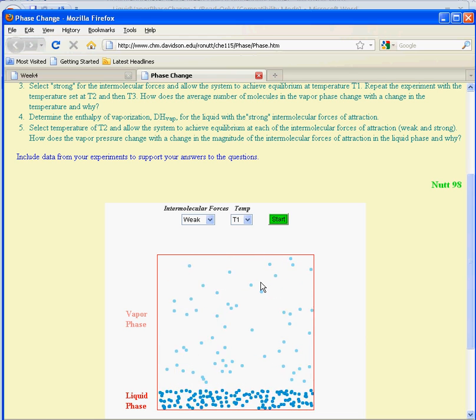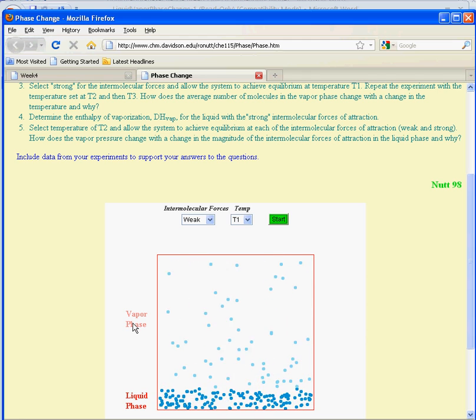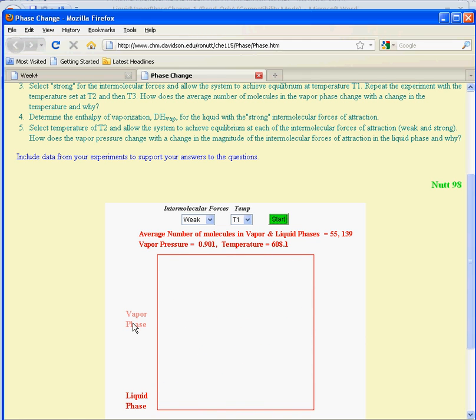Again, the normal unit of water vapor pressure is the millibar. If the water vapor pressure is large, that means we have a lot of actual water in the air, or the actual humidity of the air is quite large. In this case, what we'll want to record is a vapor pressure of 0.901 and a temperature of 608.1.